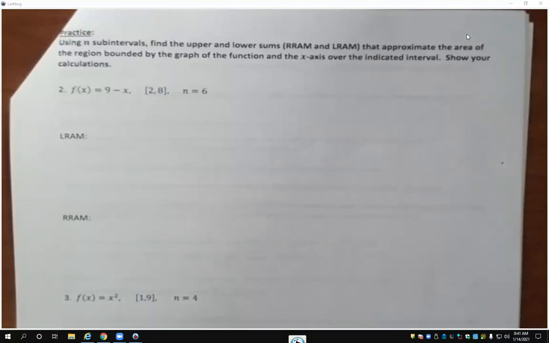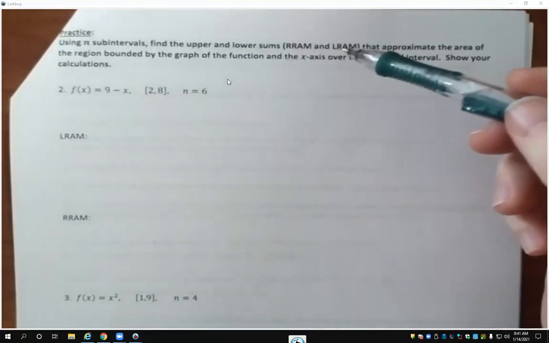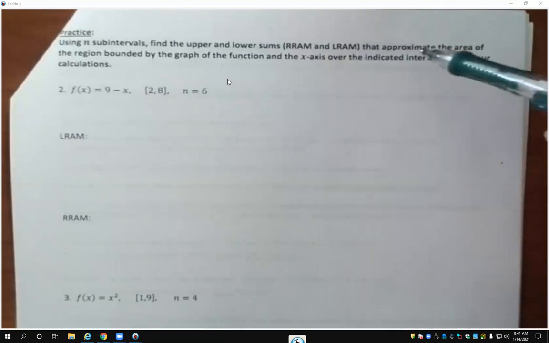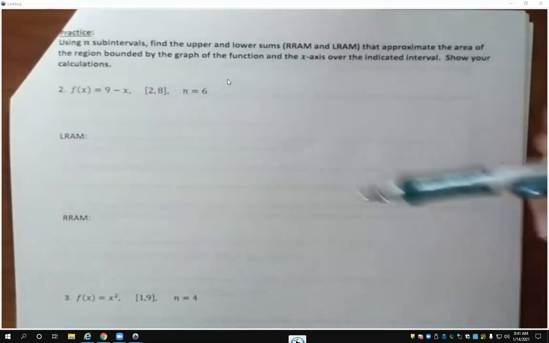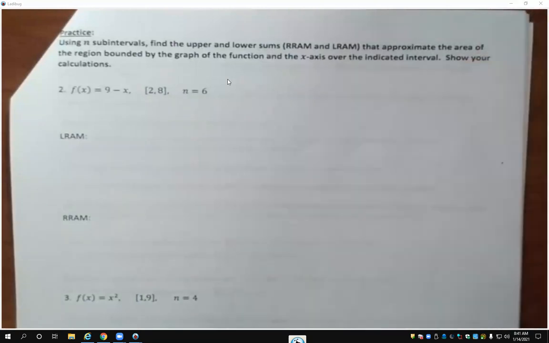All right, so we're going to start here on day 2 of doing the area using the LRAM and the RRAM. We're going to actually get into some of the examples and how this all works. All right, so we're on example 2 here. And the directions say, using n subintervals, find the upper and lower sums, RRAM and LRAM, that approximate the area of the region bounded by the graph of the function and the x-axis over the indicated interval.